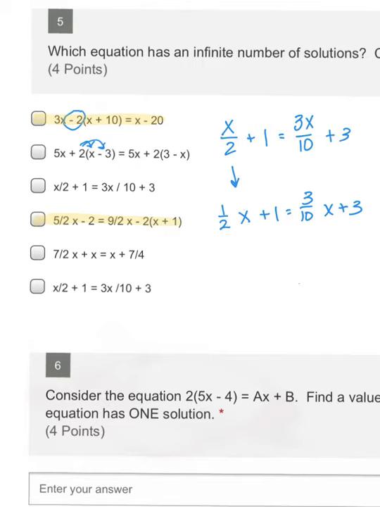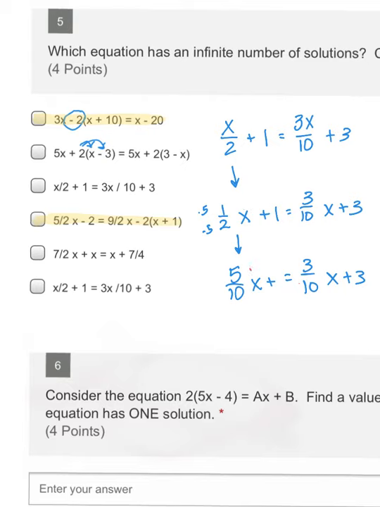So I wanted to rewrite this to show you something. The original problem was written as x over 2 plus 1 is equal to 3x over 10 plus 3. This is the same as 1/2 x plus 1, which is equal to 3/10 x plus 3. Those are the same. All right, let's make common denominators. I'm going to multiply these by 5, just like I did in that first problem. That's going to give me 5/10 x plus 1 is equal to 3/10 x plus 3.